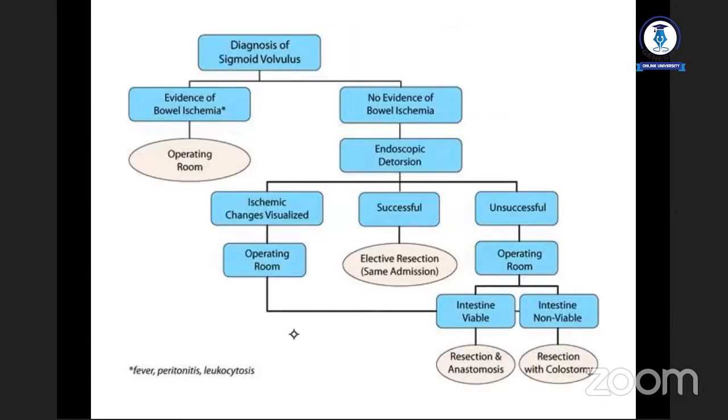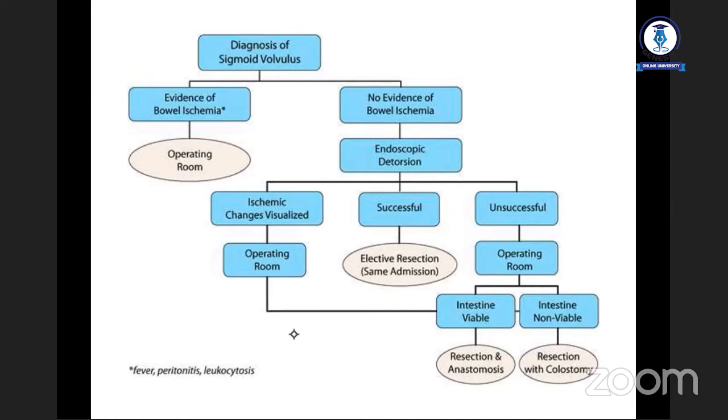So what happens? The patient comes to you, you do some investigations, you do an X-ray, and you find out the patient is having sigmoid volvulus. So immediately do you go for surgery, or would you go for conservative treatment? This algorithm would help you make your plan.